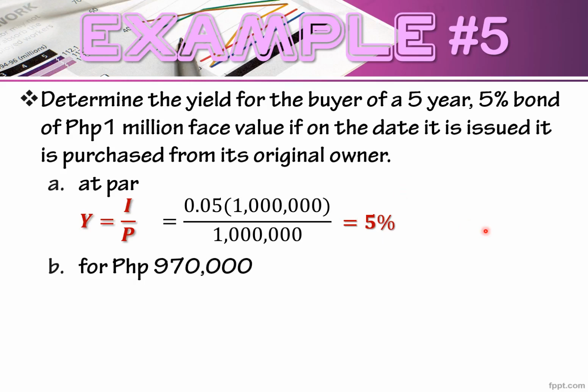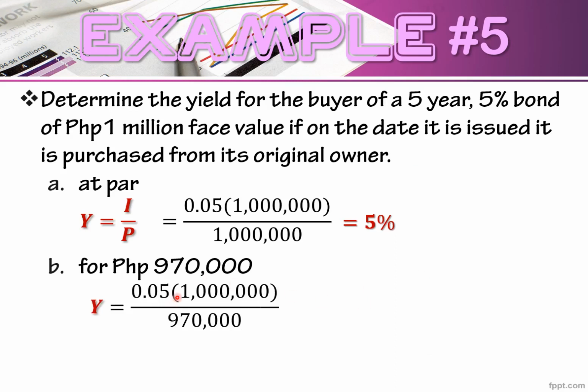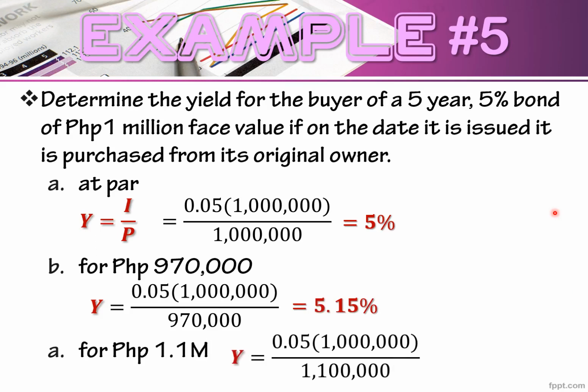Letter B, for 970,000. So again, the yield is the annual interest divided by the purchase price. So we'll have 0.05 times 1 million again, and the purchase price this time is 970,000. So this will be 5.15%. And for 1.1 million, you will have 0.05 times 1 million divided by the purchase price, 1.1 million. So this will give you 4.54%. So this is how you compute for the yield or the rate of income.